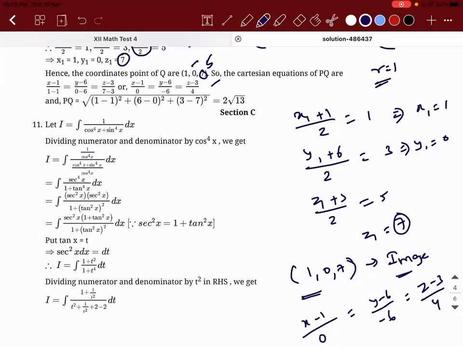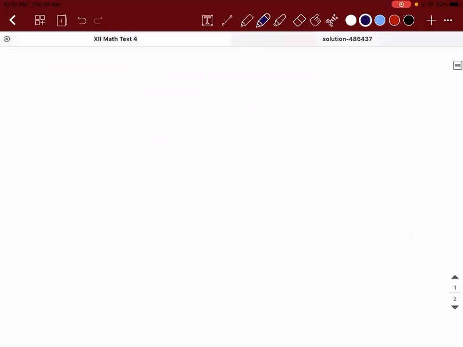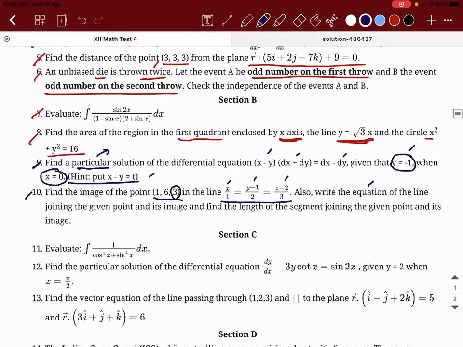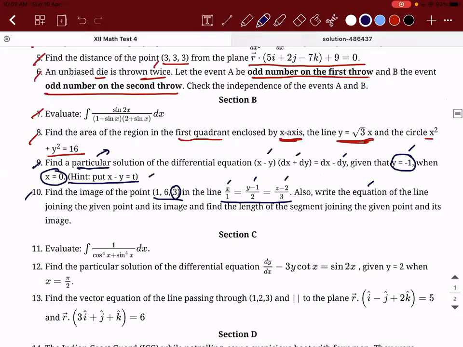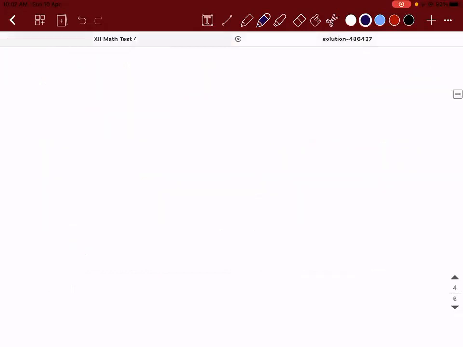Then what about PQ, guys? You can find the distance using the formula: root of x2 minus x1 the whole square, y2 minus y1 the whole square, and z2 minus z1 the whole square. When you do that, the answer comes out to be 2 root 13. So this is an important problem. If at all the question, instead of the image, asks you the foot of the perpendicular, you can stop.